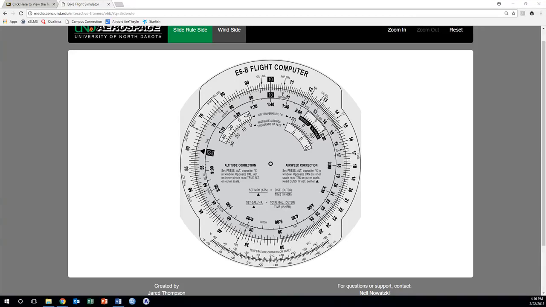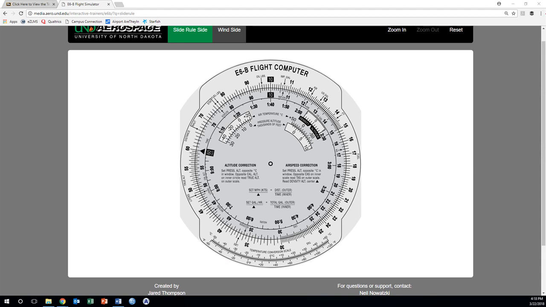Hello again everyone. In this video we're going to learn how to calculate time, speed, or distance using the front side of the E6B. The nice thing about most E6B flight computers is if you forget how to do this, it will actually tell you on the face of the E6B how to come up with these values.